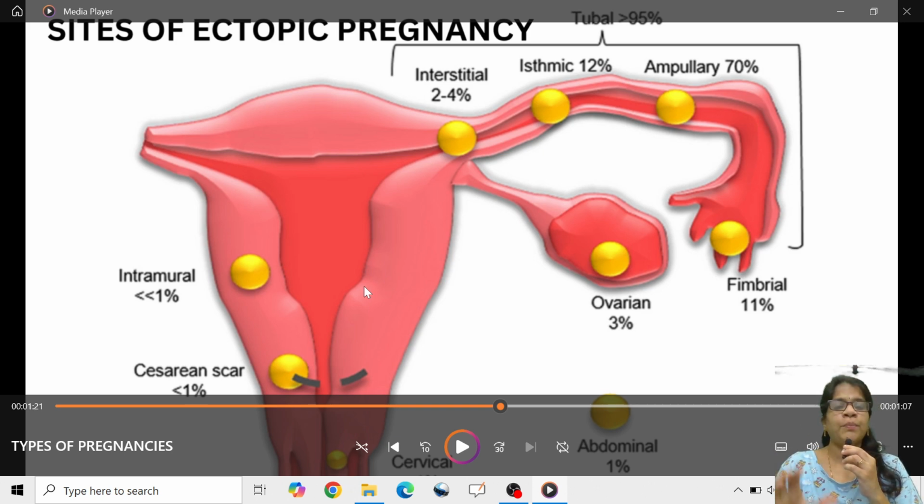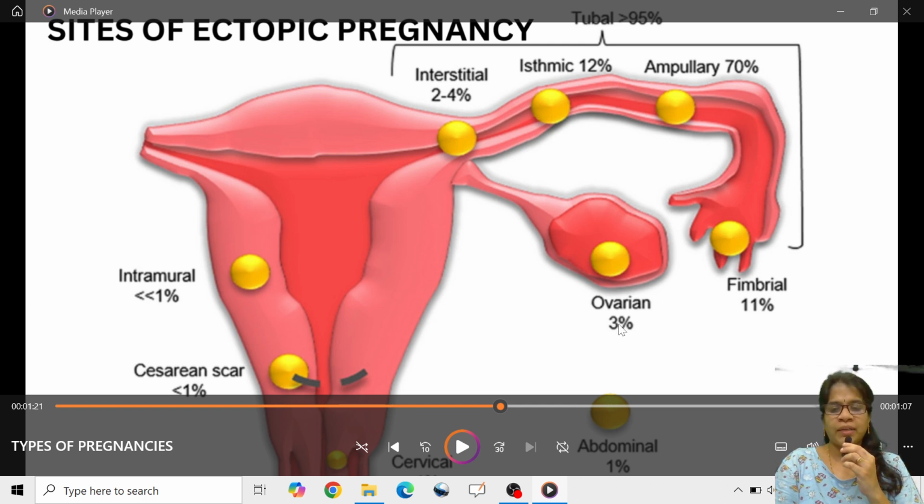I told you, 95% of ectopic pregnancies happen in the tubal part of your reproductive system, that is, the fallopian tube. And within the fallopian tube you have the interstitial area, which is very close to your uterus, the isthmus part, and the ampullary part. The ampullary part is the site of fertilization. If the baby is growing there itself, that is what you call ampullary ectopic pregnancy, right? The isthmus part is where it has to pass through to reach the uterus, and only then can it grow well in the uterus. So these are the sites and the common percentages of your ectopic pregnancy.